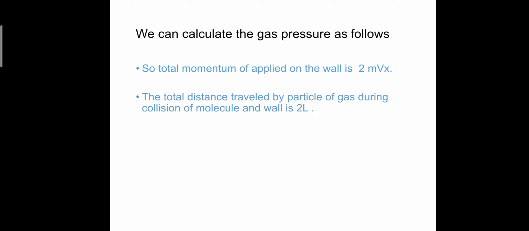The total momentum applied on the wall is going to be 2mx. How, we are going to see. And the total distance traveled by the gas particle during the collision of the molecule and the wall is 2L. So these two things we are going to see now. So let's see here.